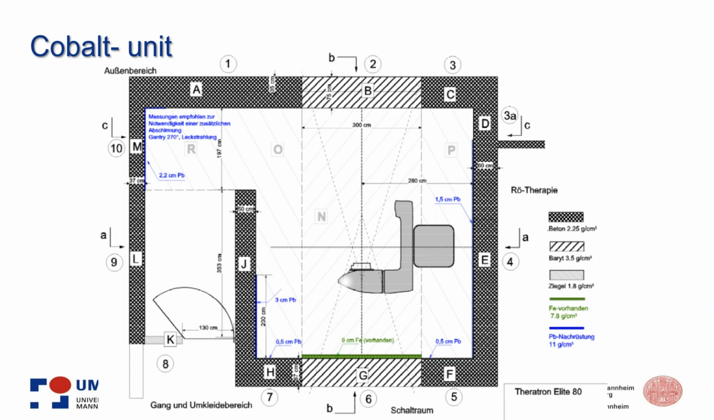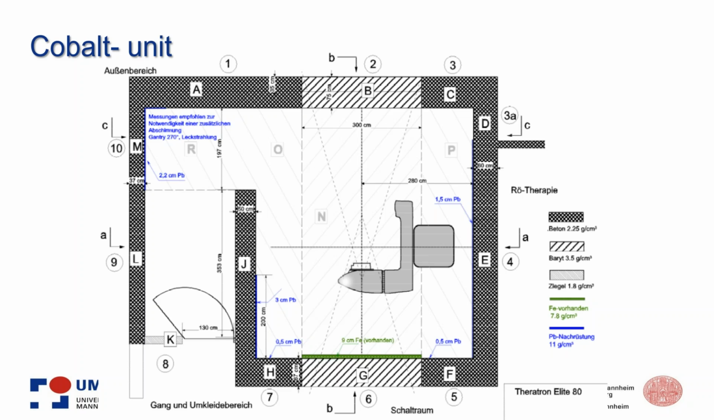Outside, maybe this bunker is underground. This is a completely different construction method. So these problems are very high. These machines are in a lot of countries. These machines are very common. So if you want to exchange a cobalt machine by a linear accelerator, you will have a really big radiation protection problem, because the constructional protection is too low.